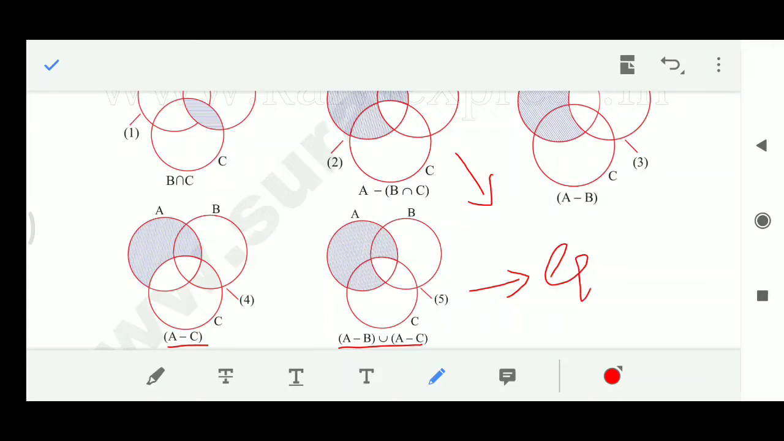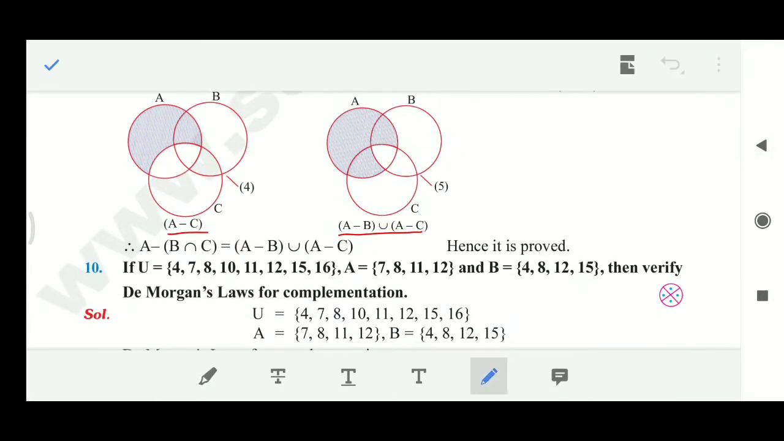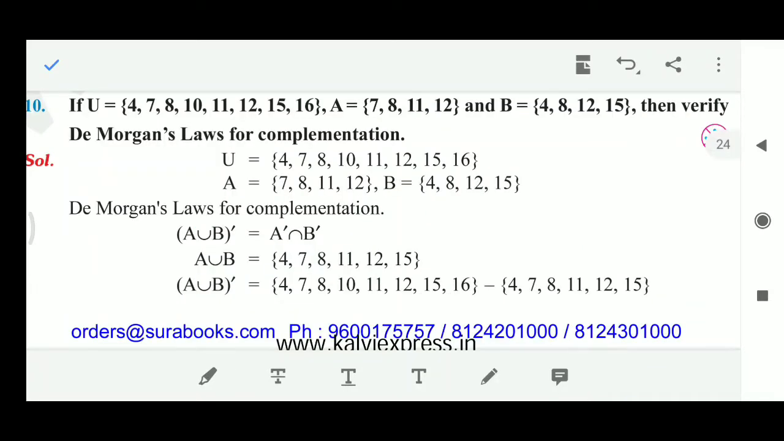So it is verified that A minus B intersection C is equal to A minus B union A minus C. Like that you can do the example sums also. Next we will move on to the 10th sum.